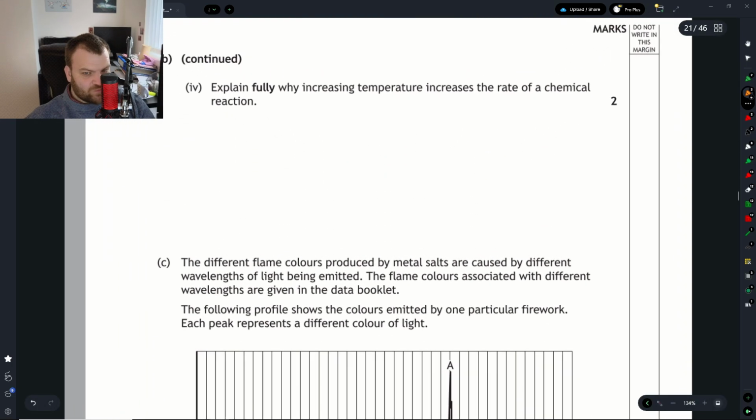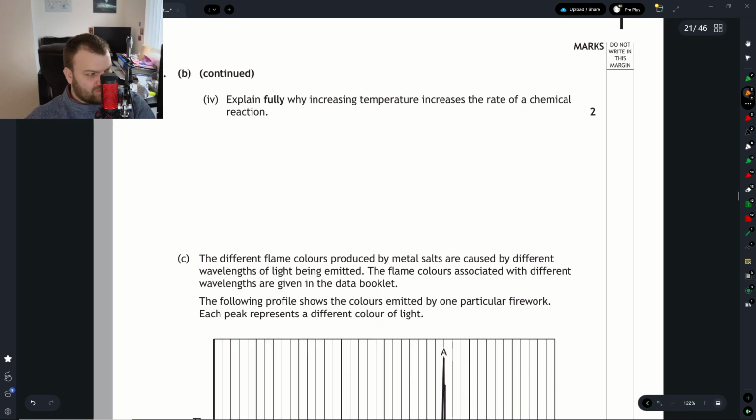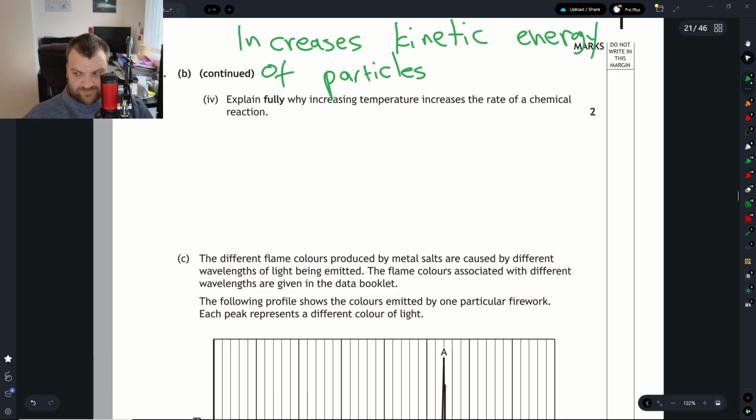On to number 2. Why does increased temperature increase the rate of reaction? It increases the kinetic energy of the particles. As a result, more particles will have kinetic energy greater than the activation energy, and there will be more successful collisions.